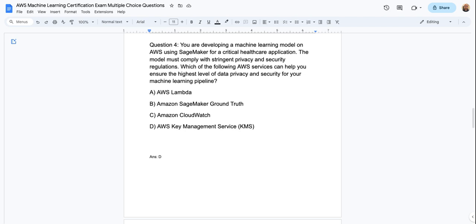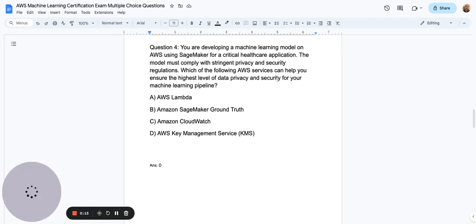And let's get started. So today we're going to continue our practice questions for the AWS Machine Learning certifications.